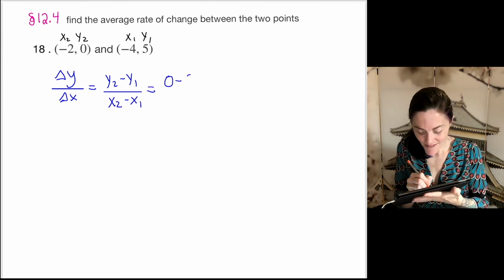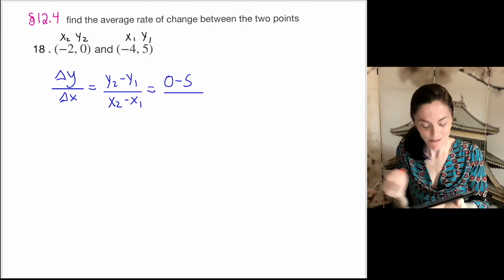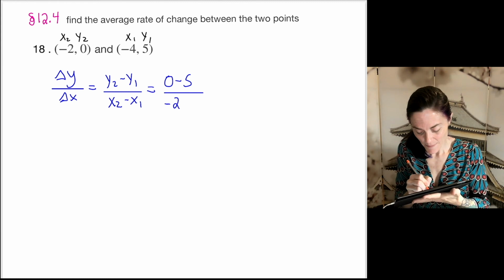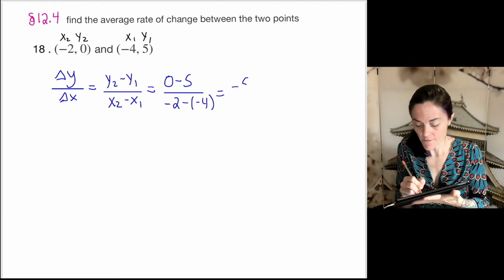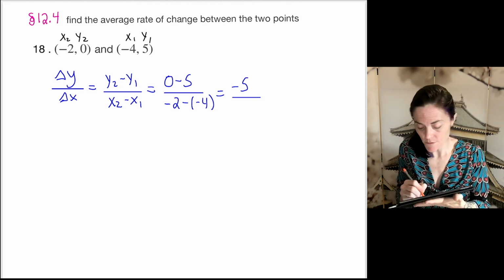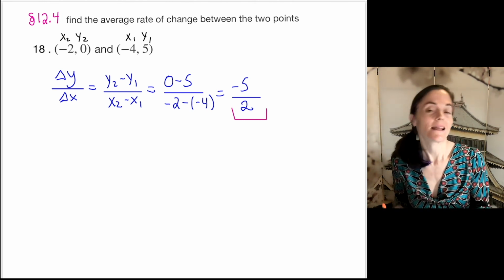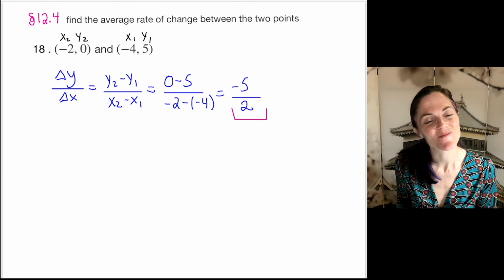0 minus 5 divided by -2 minus 4. So this gives me -5 over, well, -2 plus 4 is +2. So the average rate of change here is -5/2.